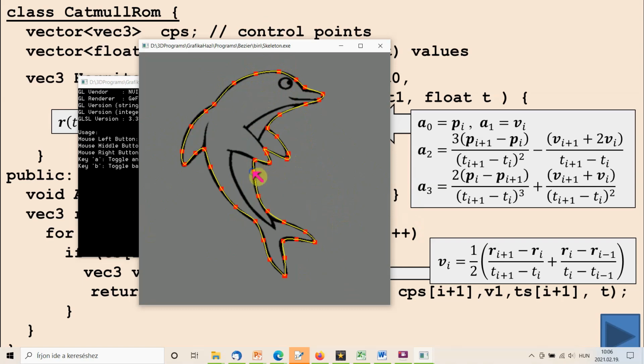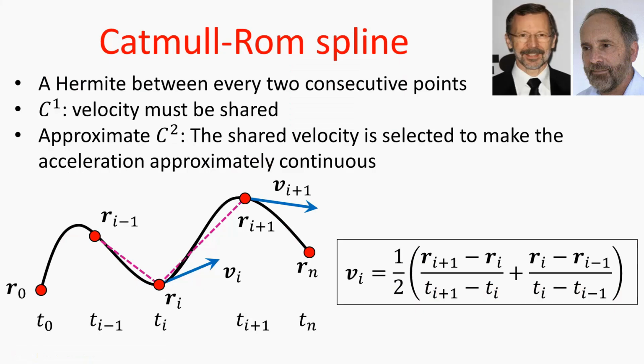So we can conclude that this Catmull-Rom spline is indeed a good solution to draw complex curves. Why is it locally controllable? Let's go back to the definition of the Catmull-Rom spline. We use Hermite segments, and a single segment is defined by the starting point, ending point, starting velocity, and ending velocity. For the starting velocity, we use also the previous control point, and for the ending velocity, we use also the next control point. For a single segment, only 4 control points contribute.